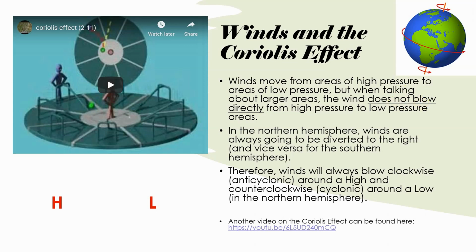So we're going to watch a quick video embedded within the video, so meta. We're going to watch this quick video, and we're going to show why this is the case. So in the northern hemisphere, winds are always going to be diverted to the right. In the southern hemisphere, winds will always be diverted to the left. And we'll show this quick 2-minute video to explain.